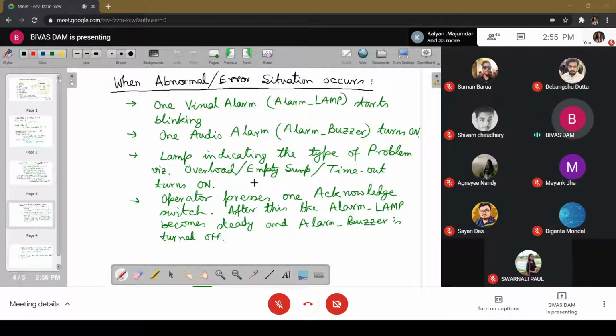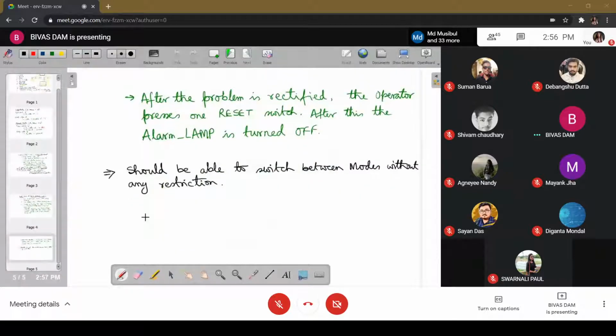the system that he has acknowledged the problem and will start taking action. So after the acknowledgement switch is pressed, the alarm lamp becomes steady. Instead of blinking earlier, now it becomes steady, and the buzzer is off. The operator has started taking care of the situation.